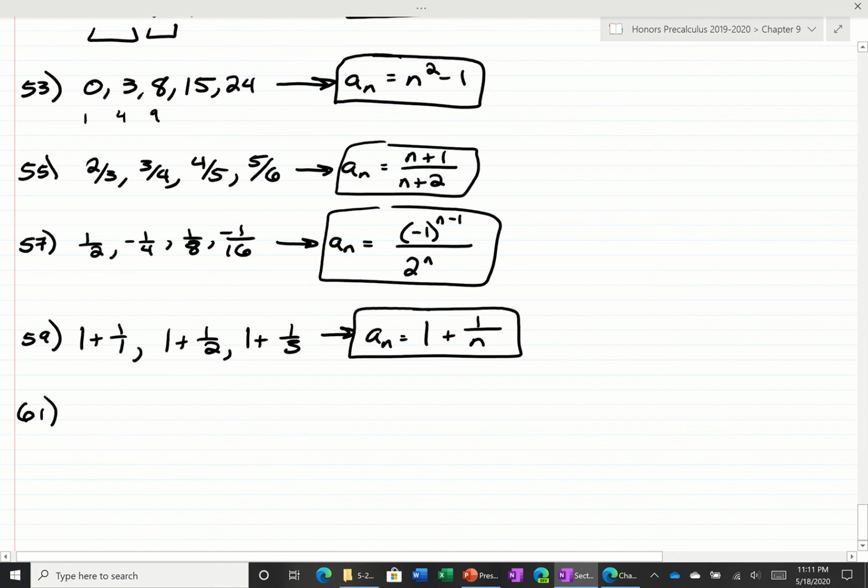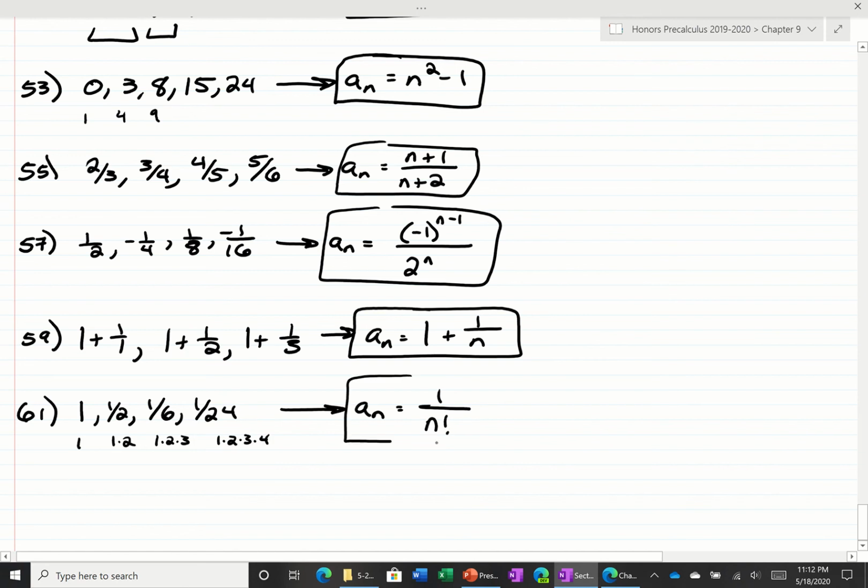And 61. For 61, it says we have 1, 1/2, 1/6, 1/24, and that just keeps continuing. So the top number looks like it's going to be 1. The bottom, no, 1 squared is 1, 2 squared is 4. But I see this pattern where it's 1, 1 times 2, 1 times 2 times 3, 1 times 2 times 3 times 4, and that's factorial. All right, so that was in the lesson. Hopefully you're picking up on that.